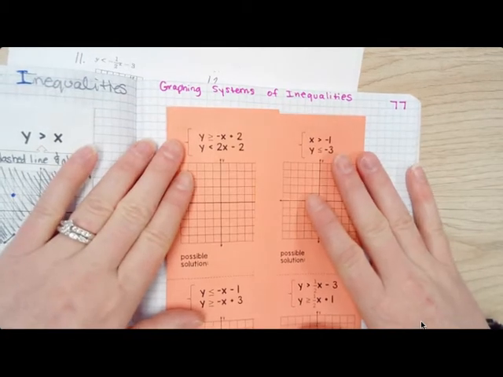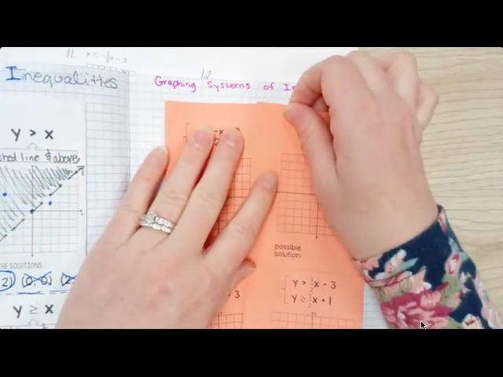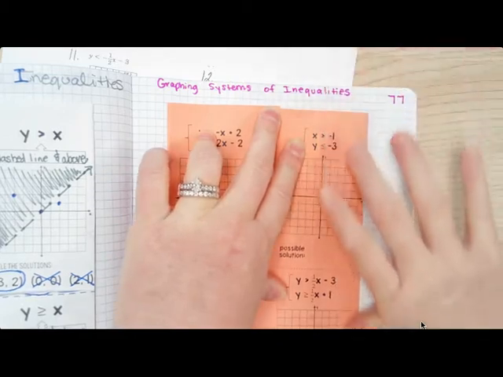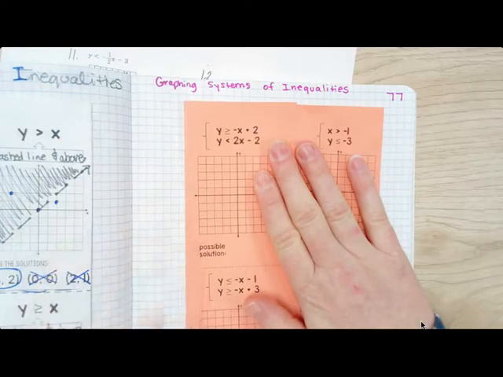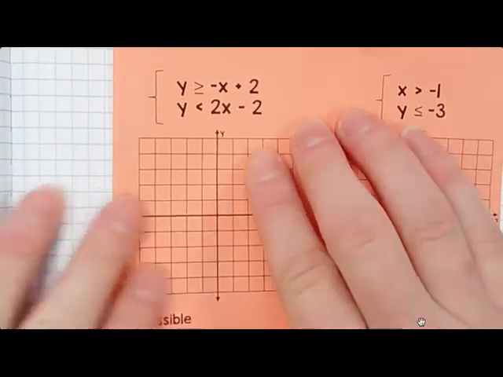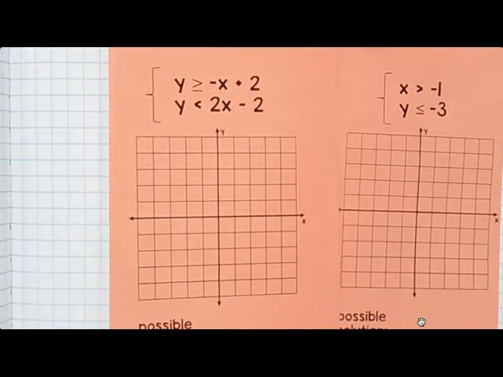So graphing systems of inequalities is just like graphing inequalities, but this time we'll have two inequalities to graph on one graph. So we're going to start out with the top left. We have y is greater than or equal to negative x plus 2. And I'm going to shade these with two different colors.